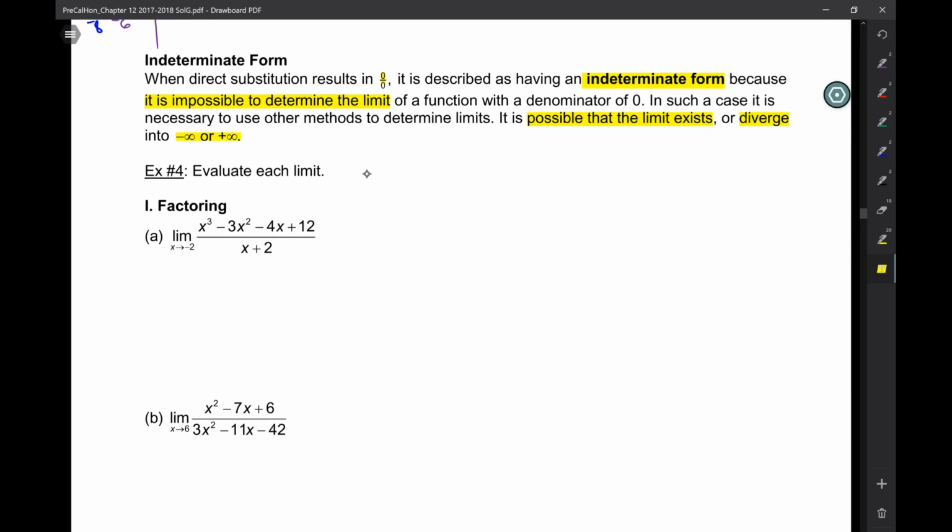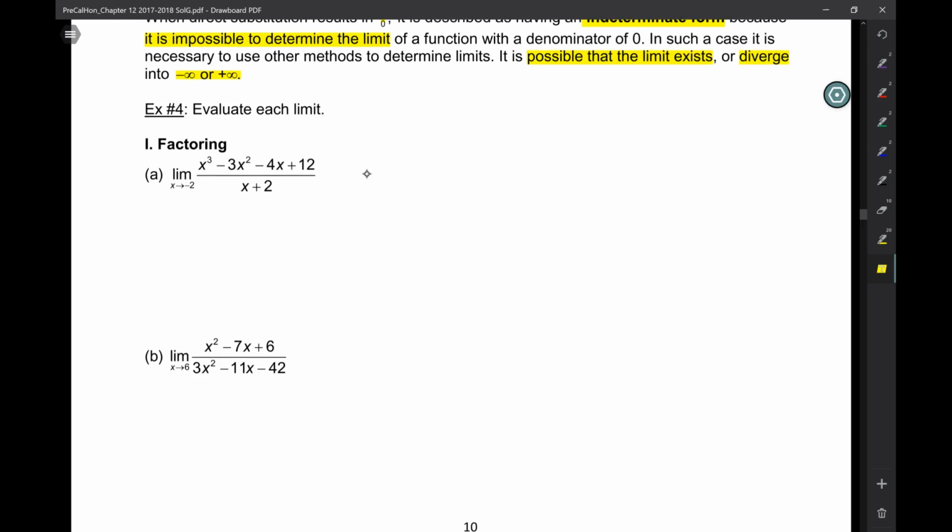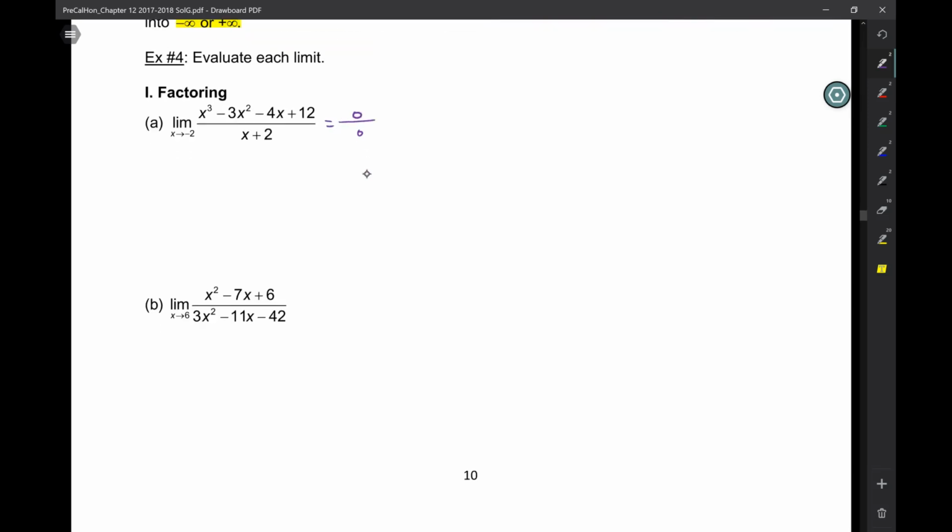And here are some things you could do. One thing is factor, right? So here, when you plug in negative 2, what do you get on top? Well, on the bottom, you get 0. And you know what? You get 0 on top as well. Okay? So 0 over 0, that's indeterminate. That means what I need to do is I need to factor this guy.